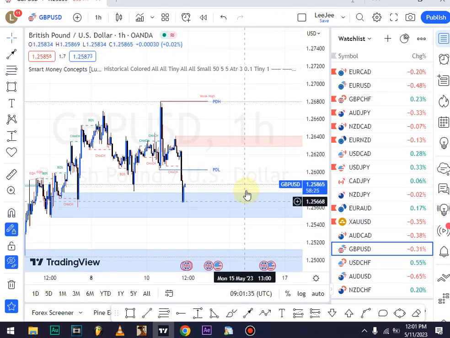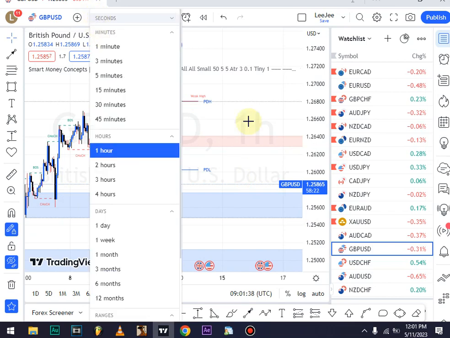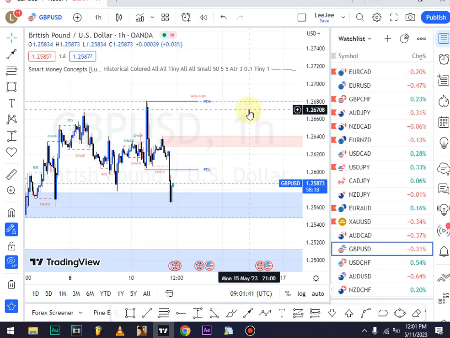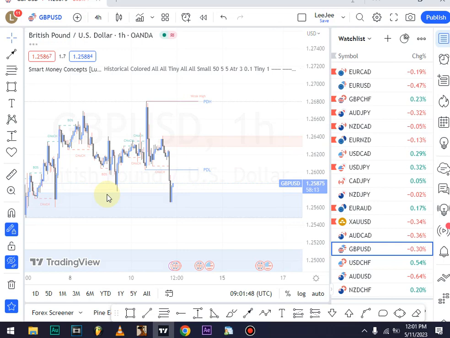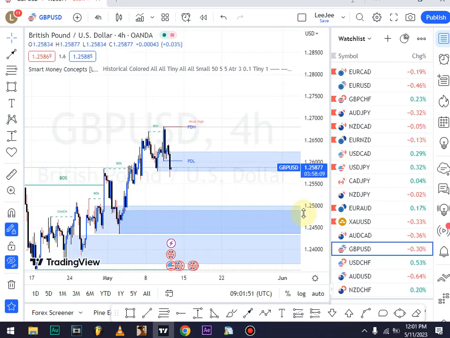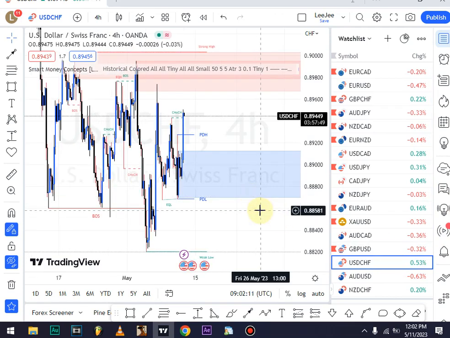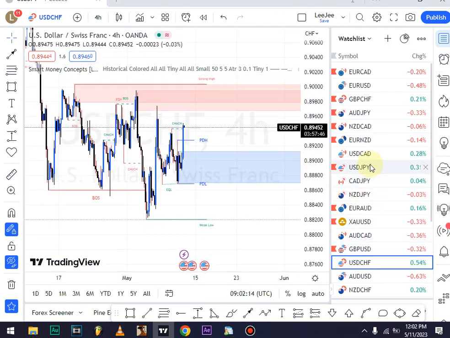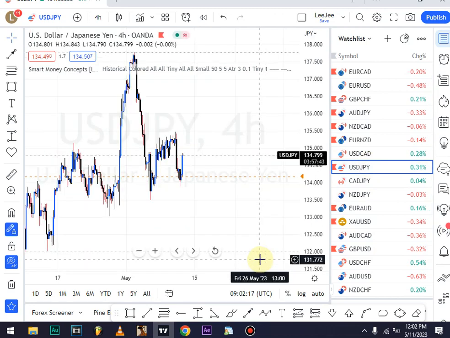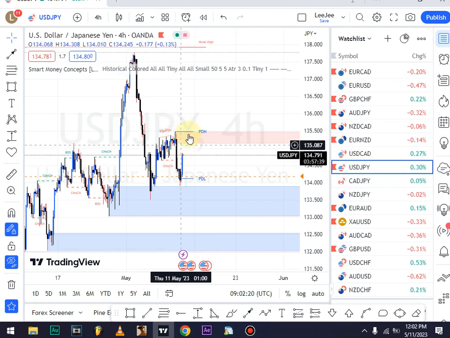All right, this is the GBPUSD. I can now see GBPUSD broke that previous daily low. It was broken, so maybe I need to see a retest, a pullback over that zone and some rejection before we're going down. GBPUSD should be on the watch list. This is USD against the Swiss franc. Let me check the US dollar against the Japanese yen too. What's happening? Price is still playing that zone.